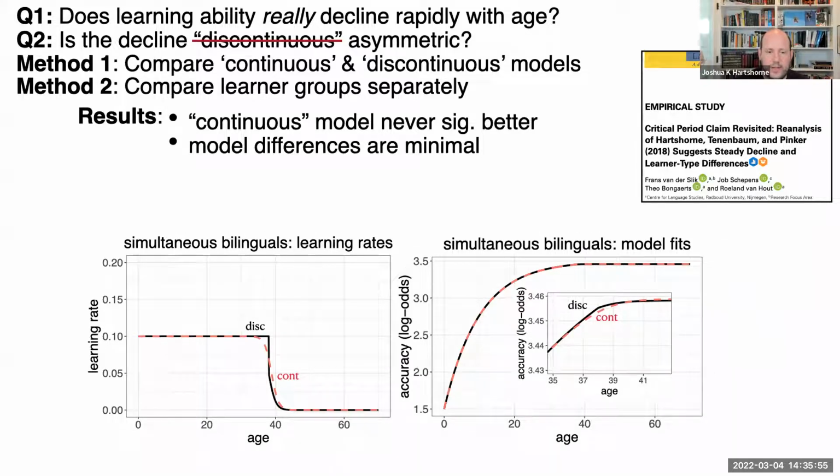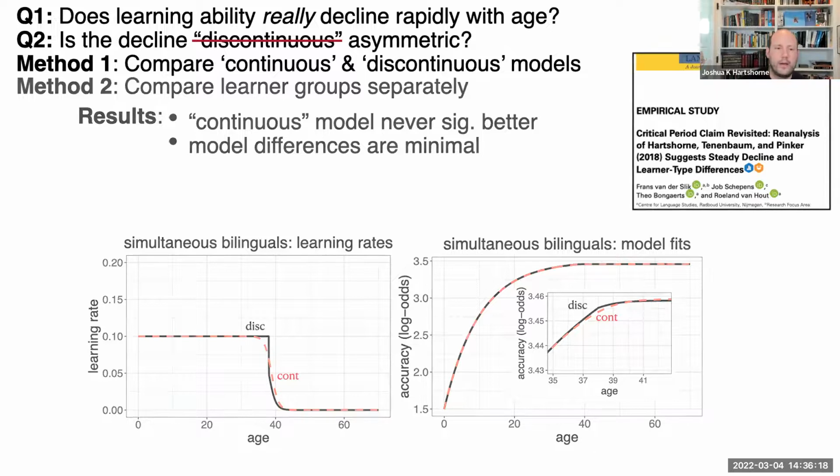Something similar for simultaneous bilinguals here. Actually, both models show a drop at not quite 40 years old. But again, this is really a distinction without a difference, because simultaneous bilinguals are already at ceiling well before that age. So if you zoom in a ton, you can see the difference, but this is so small, there's no way that is significant. And in fact, it is not significant.